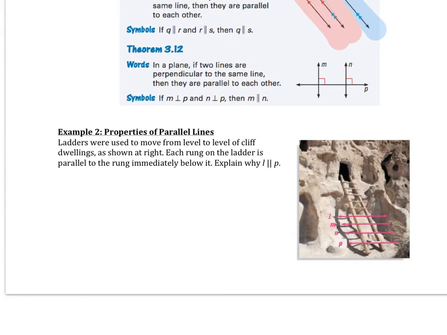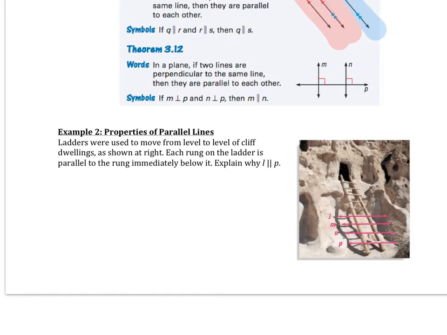First thing I have, ladders were used to move from level to level of cliff dwellings, as shown on the right. Each rung of the ladder is parallel to the rung immediately below it. Explain why L is parallel to P.